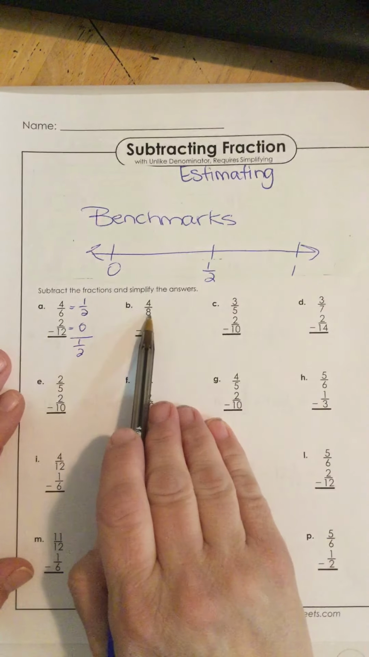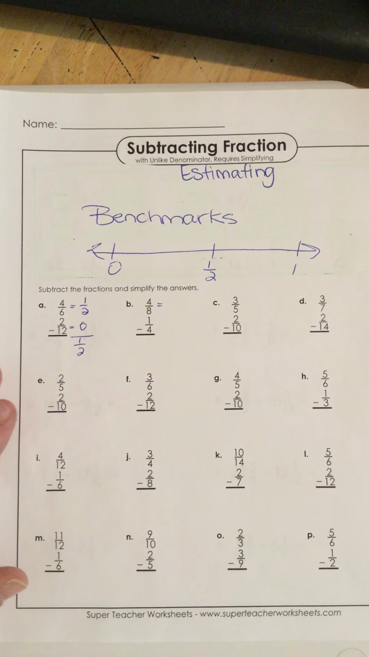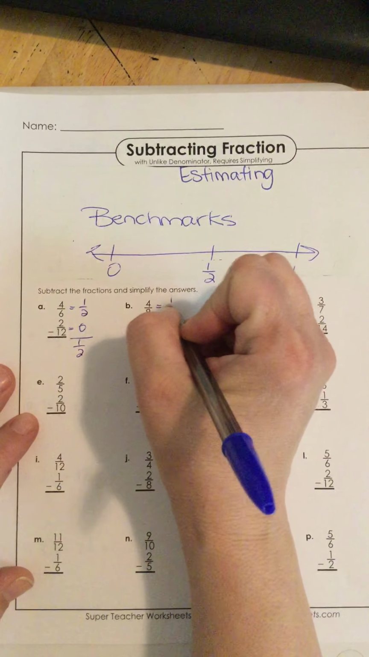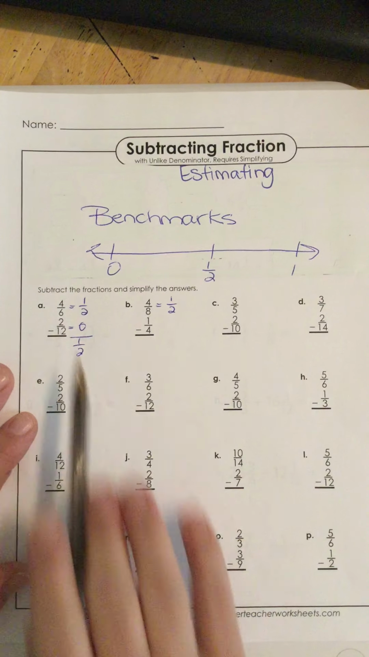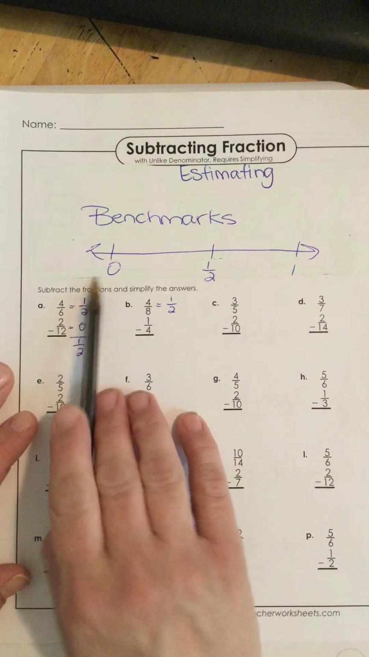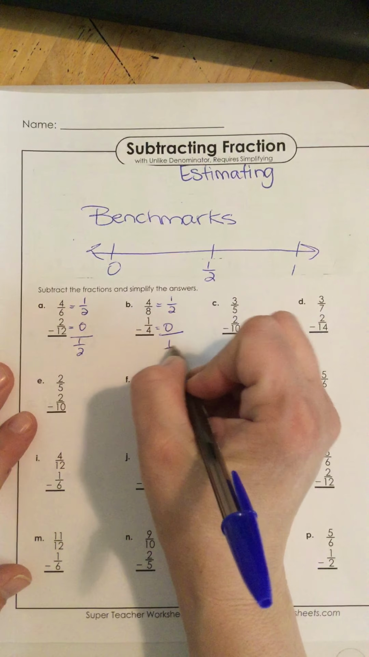All right, 4/8. If you were to estimate 4/8, what would you get? All right. 1 over 4. If this was 4 and this was 2 and you had a 1, it's closest to 0. 1/2 minus 0 is still 1/2.